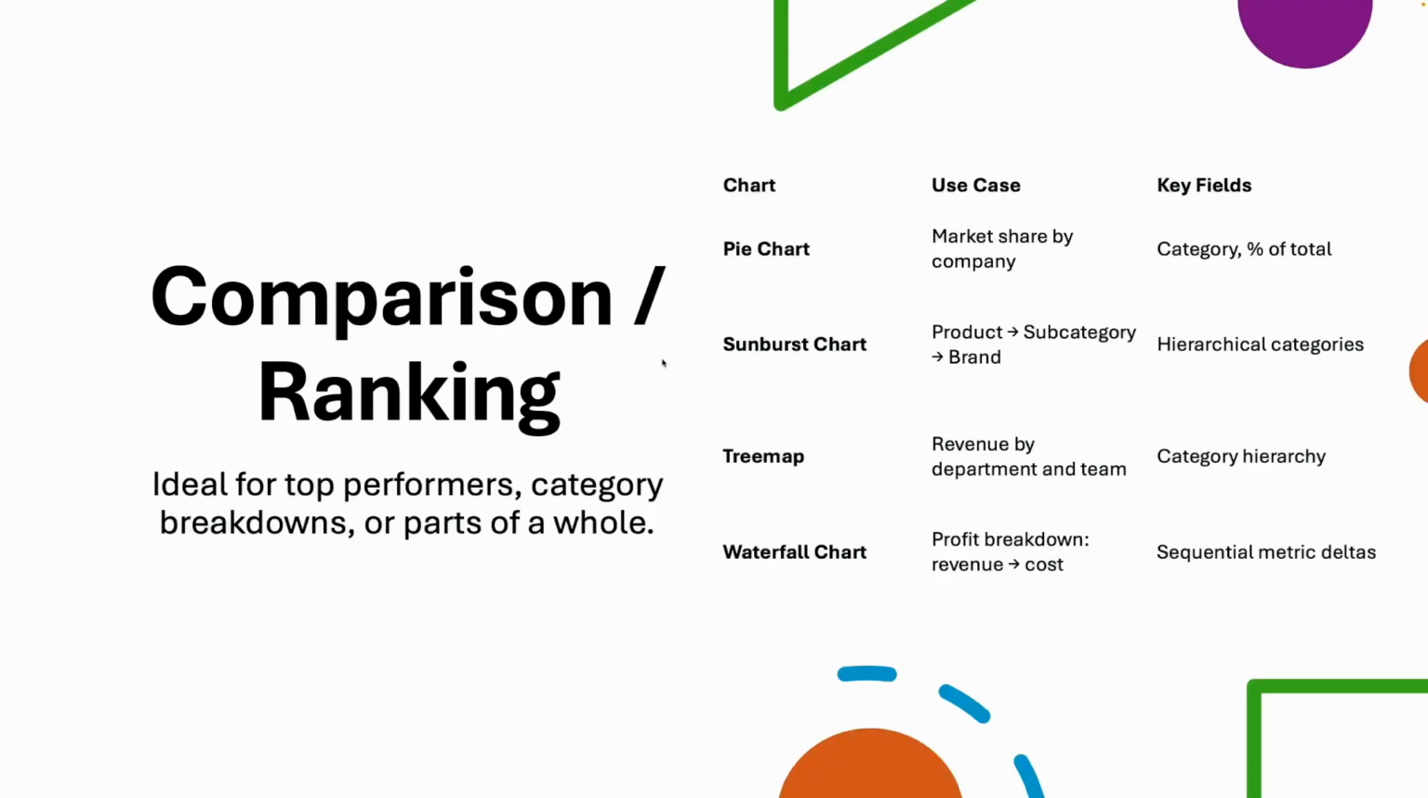So next we have comparison ranking. There are 4 charts available: pie chart, sunburst chart, Treemap, waterfall charts. So pie chart, if you want to determine what's the market share of the company, what is the share of population. When you want to identify the percentage of category against the total. And sunburst is similar to pie chart. It's just you can drill down into subcategories.